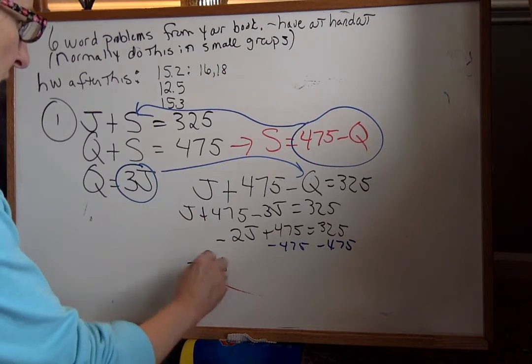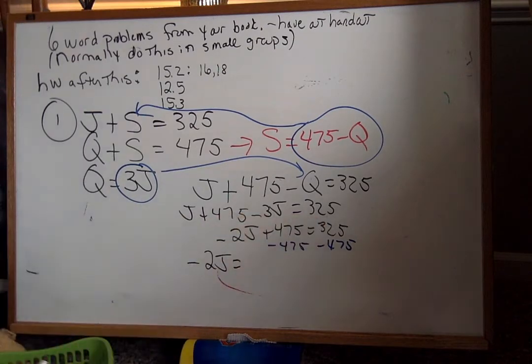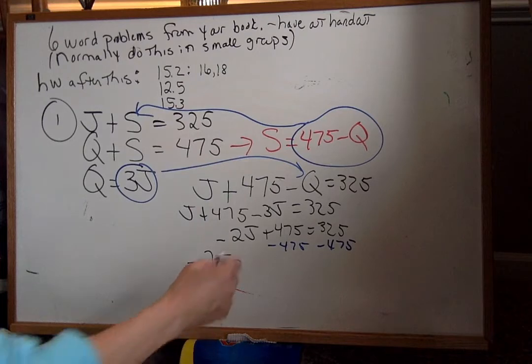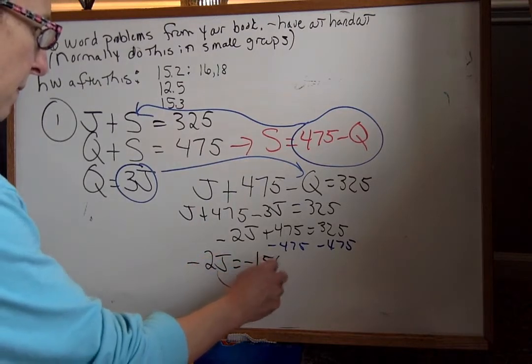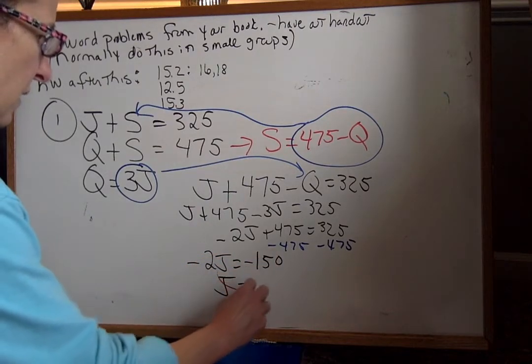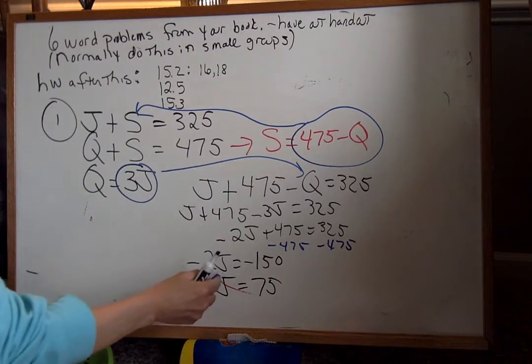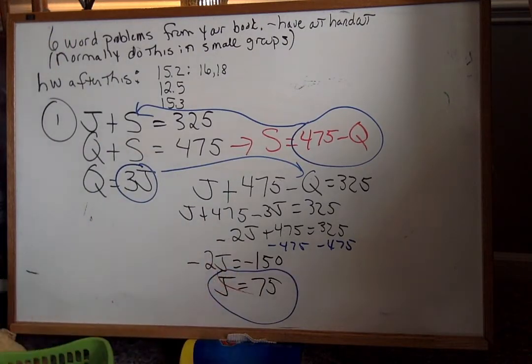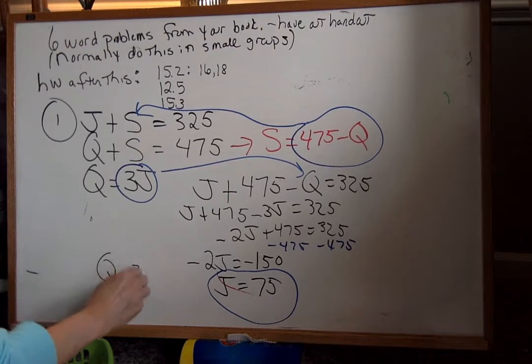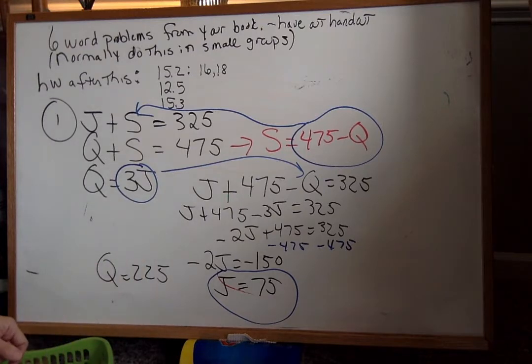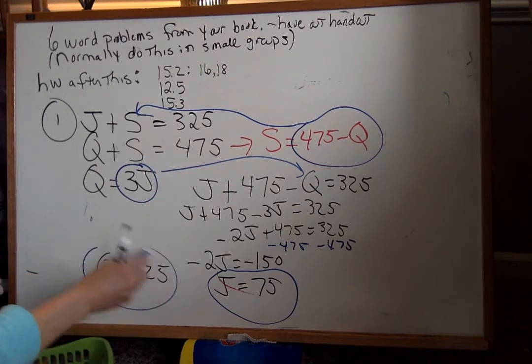Minus 2J equals minus negative 150. So J equals 75. That's our first one, the Joneses, right? Now you can easily put that right in here to see that Q then must be 225. And then, let's see, we have what J and Q are.